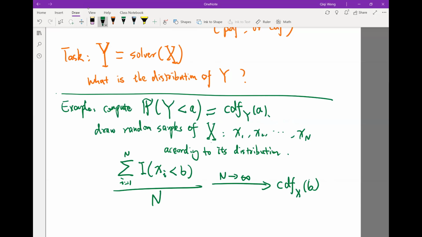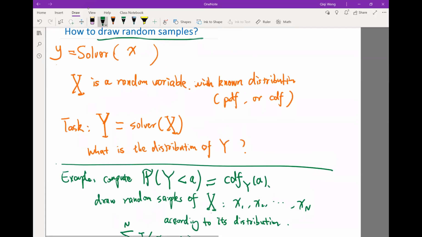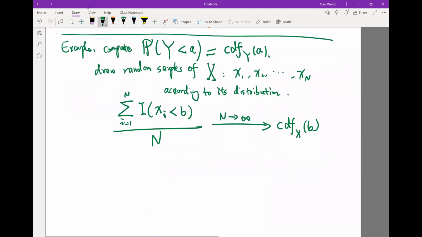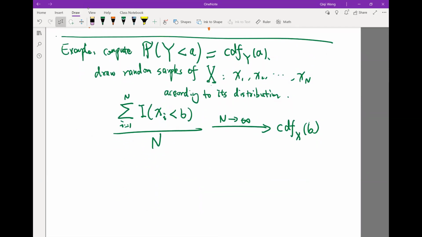So I want to draw random samples of X according to the distribution, which means that as I draw more and more samples, the proportion of X's that are less than any value approaches the cumulative distribution function of X. And what we want to discuss is how do we do that? How do we draw random samples if we know the cumulative distribution function? Here we are going to introduce two different methods, and in both methods I want to use a certain example.